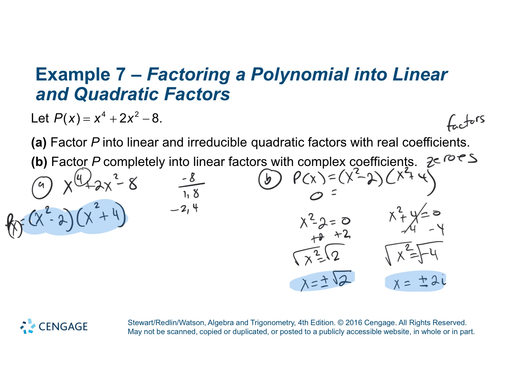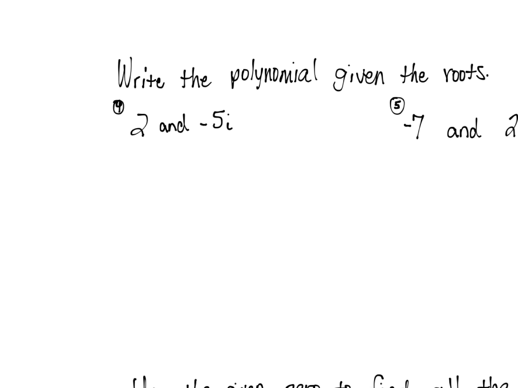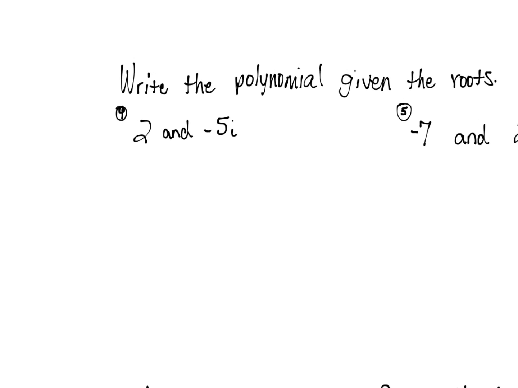So again, B would just be including the complex coefficients, meaning the imaginary numbers, and A would be just to write the factored equation, the linear equation in factor form, but not solving it yet. So in other words, just factors. So they want us to write the polynomial given the roots. So we have 2 and negative 5i.